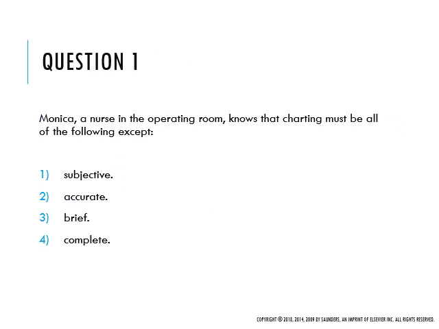Question number 1. Monica, a nurse in the operating room, knows that charting must be all of the following except: number 1, subjective, 2, accurate, 3, brief, or 4, complete. Answer is number 1. Charting should be specific and definite. It should be in objective terms only and should not use subjective terms or phrases like, quote unquote, appears to be restless.